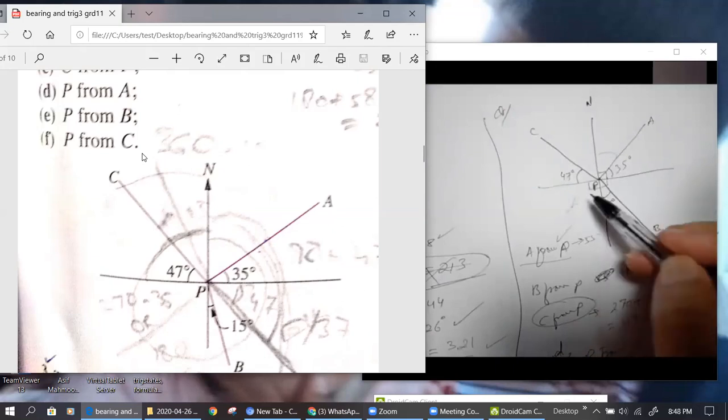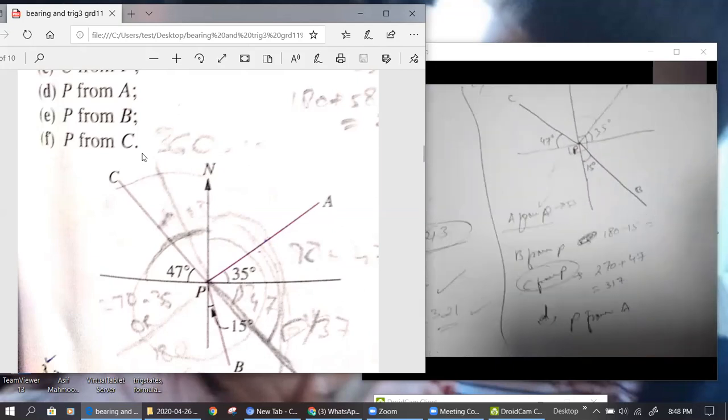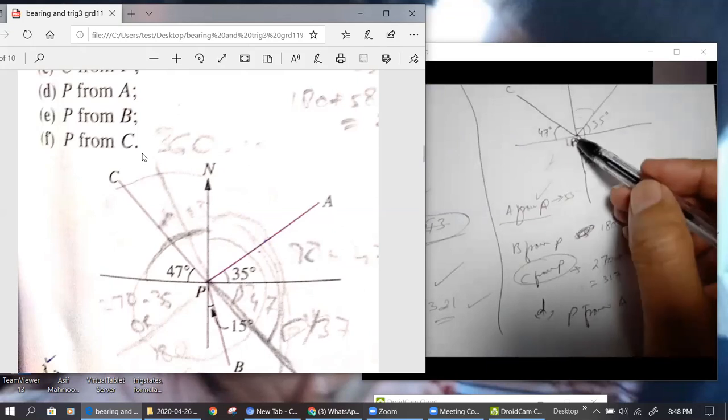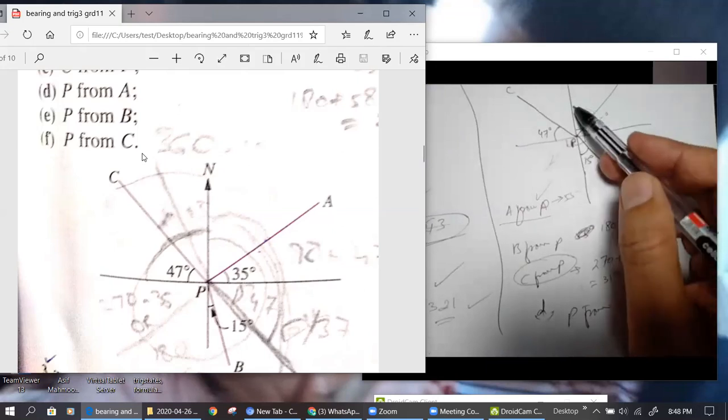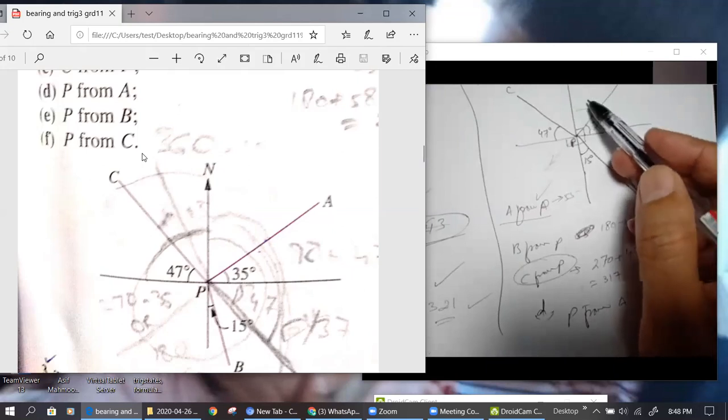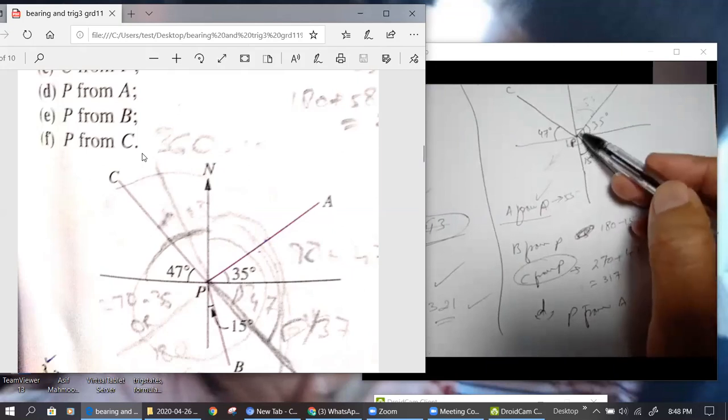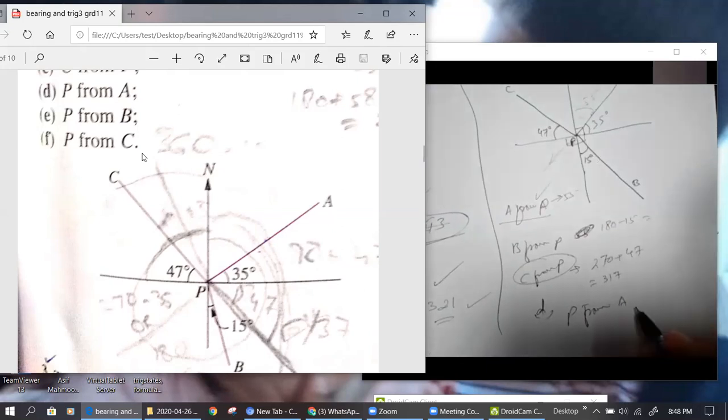So A from P was 55, and you have to get P from A. 55 plus 180 you will do. 225. Okay, now next two you will do.